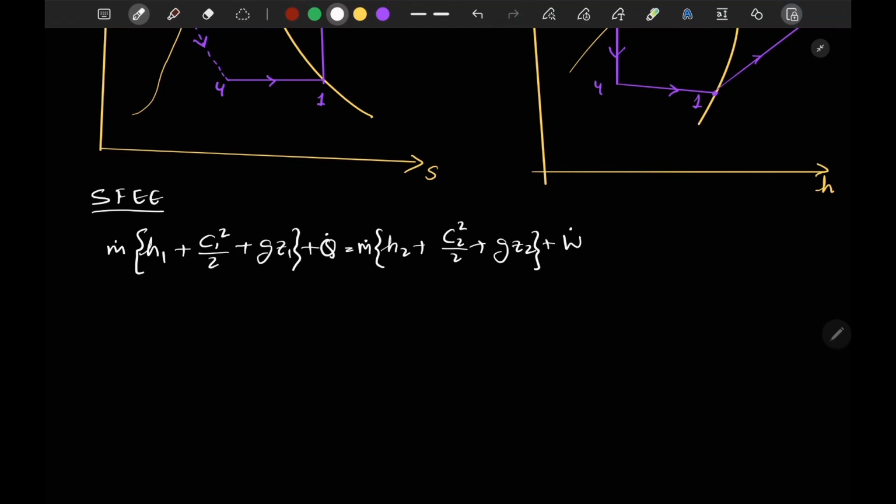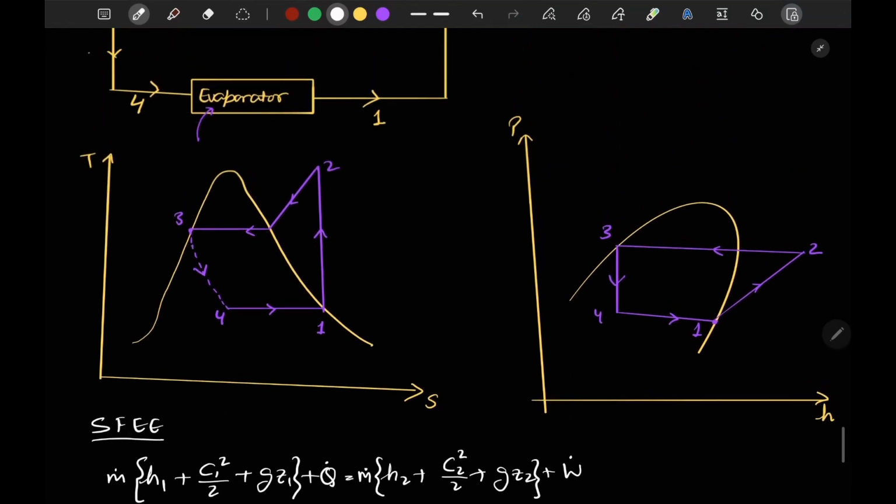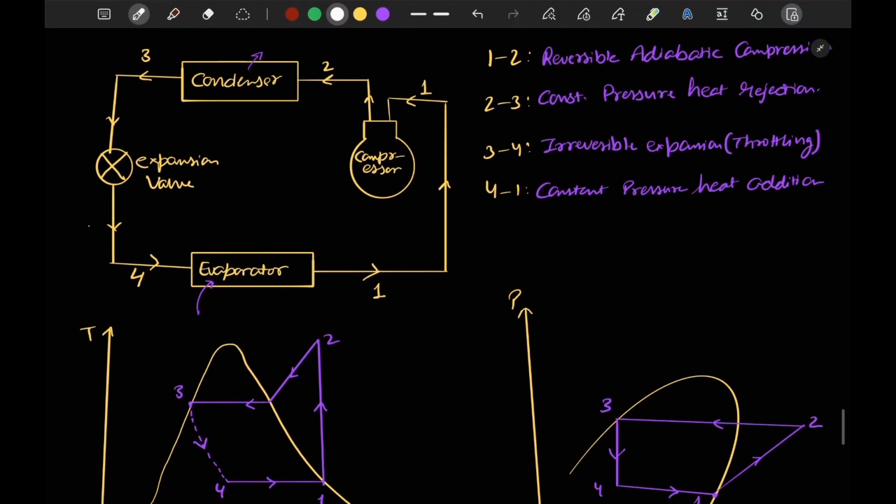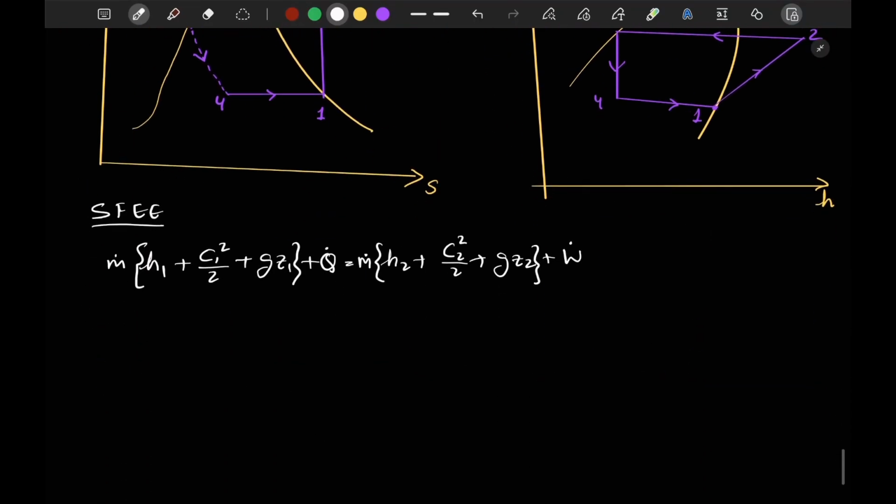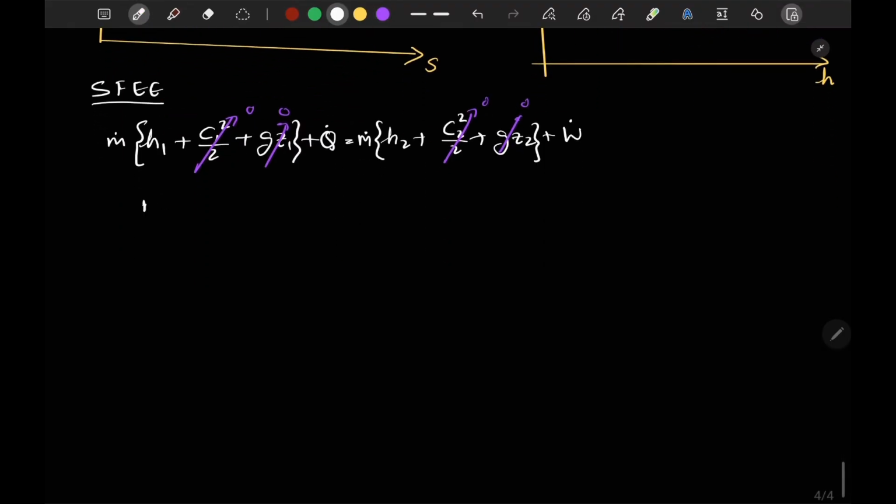Now if we talk about the process in your refrigerator, there is one consideration: the change in kinetic and potential energy is neglected. So both should be 0. Here also this should be 0, this should be 0. So from here we get m dot h1 plus q dot is equal to m dot h2 plus w.